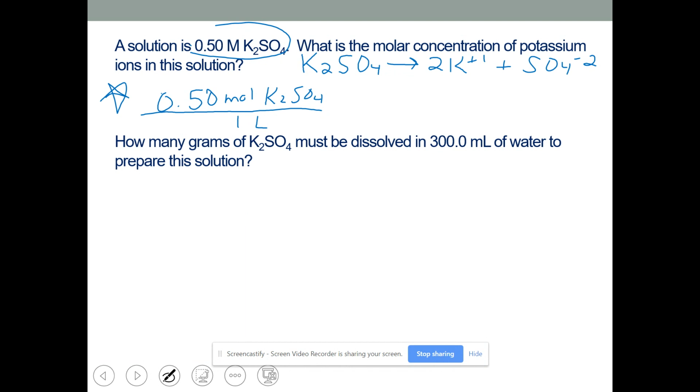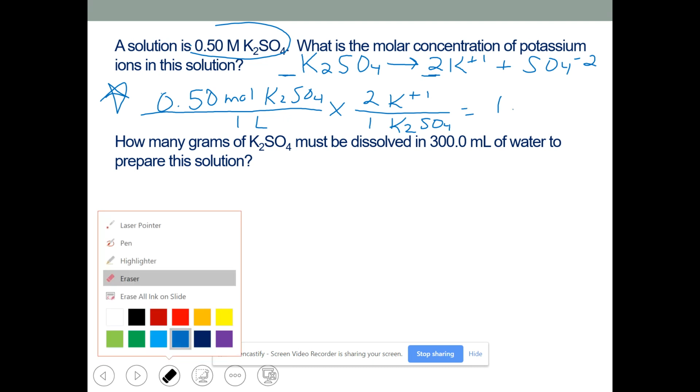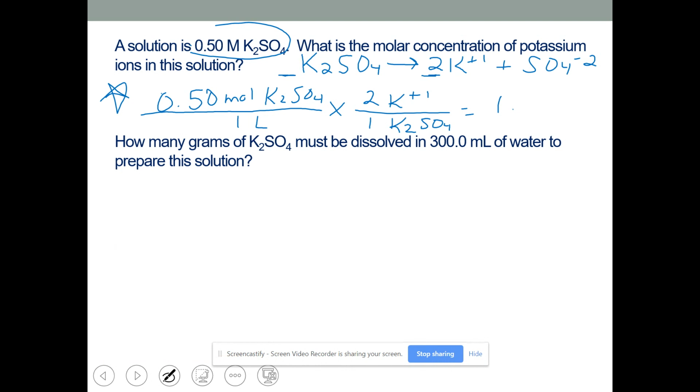So the 0.50 moles, that's the whole compound. But if we want to know just the concentration of the ion, we need to see that it's 2 to 1. We're going to have 2 potassium ions for every 1 molecule or mole of K2SO4. And so it's going to be 1.0 is going to be the concentration of just the potassium ions in this solution. Okay.